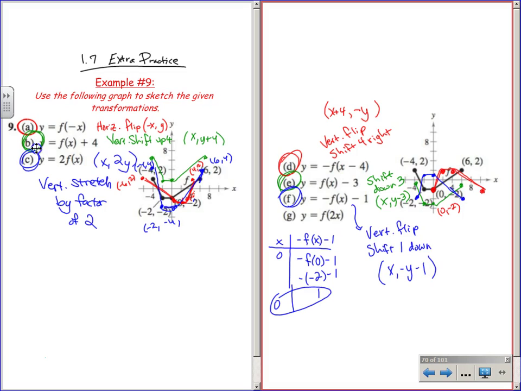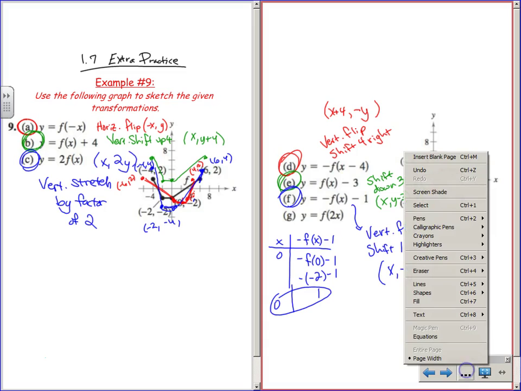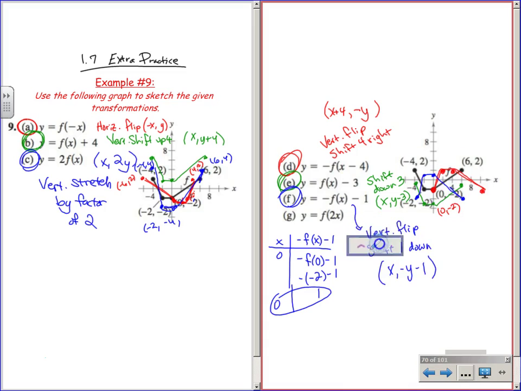Now, sadly, I'm out of colors, so let me go find a random color, and I think I have one right here. Okay, everyone's back in. Everyone's back in.